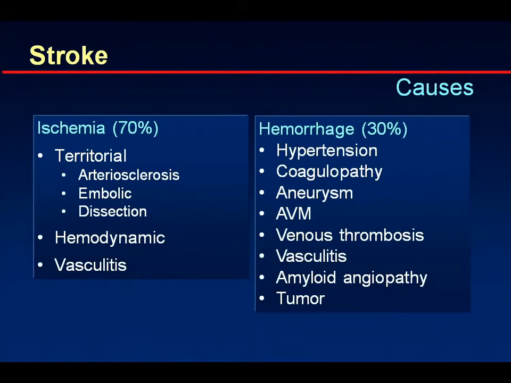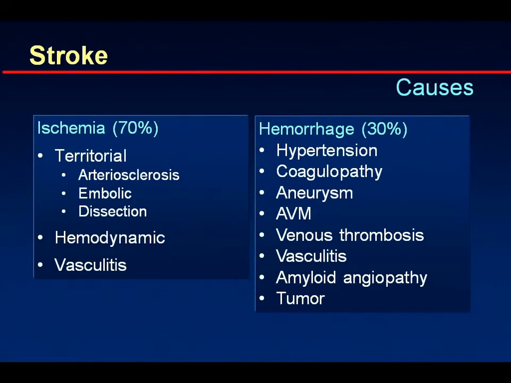There is hemodynamic stroke, which basically means that blood pressure becomes so low, the vascular territory in the brain is so bad that areas that are between two territories get less blood, and that gives you hemodynamic strokes. And then vasculitis, of course, also can lead to stroke.